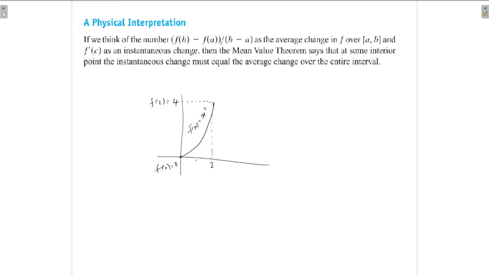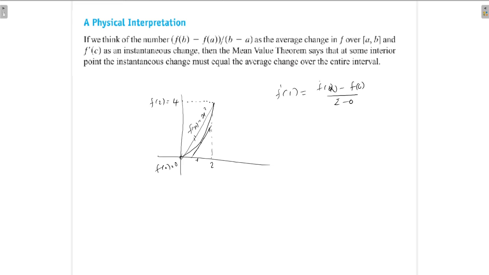We find a point 1 such that f dash 1 is equal to (f of 2 minus f of 0) divided by 2 minus 0. So at the point 1 you can draw a line like this, and at the point 1 you will get a tangent whose slope is the same as the slope of the straight line. So this is what we have proved here.